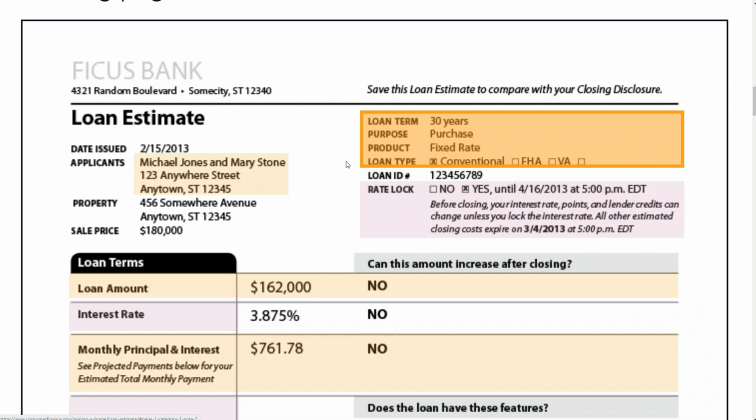You come over here to this section right here. You make sure these terms match what you want, that in fact you do want a 30-year fixed loan. You are doing a purchase. The interest rate is fixed, and it is a conventional loan. Bam. Now you go down to this rate lock section.